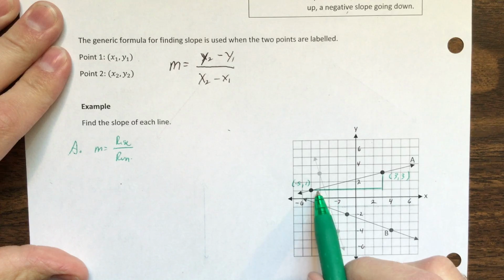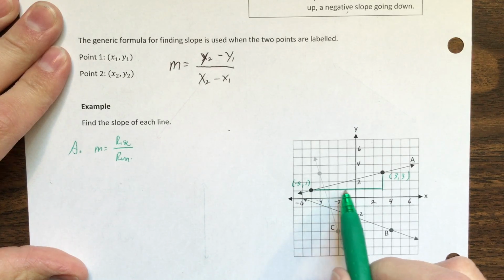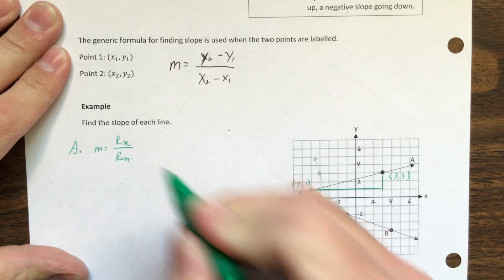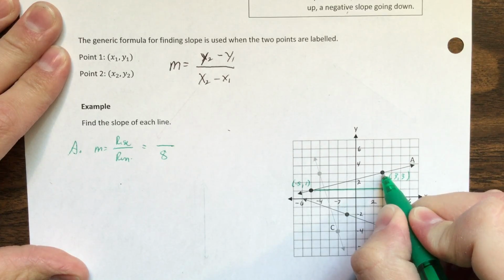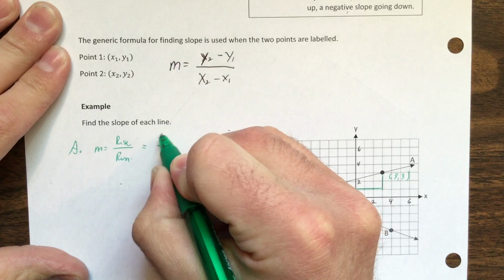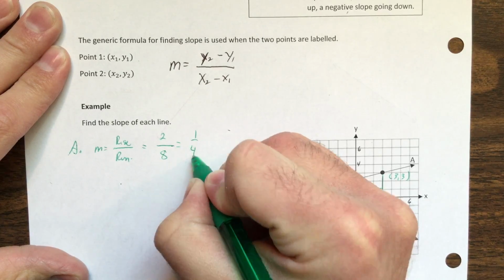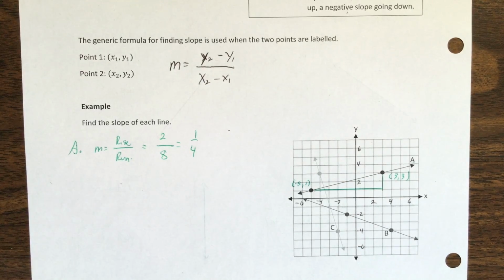If we work from left to right, we have a run of 1, 2, 3, 4, 5, 6, 7, 8. So our run is 8, and our rise, going up from that point, is 2. And this is 1 over 4. So that's our slope, 1 over 4.